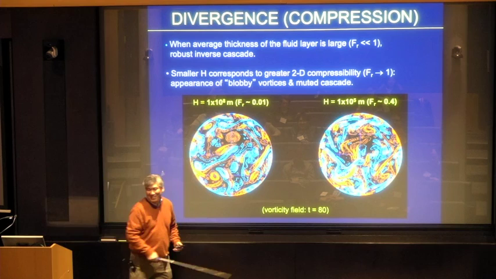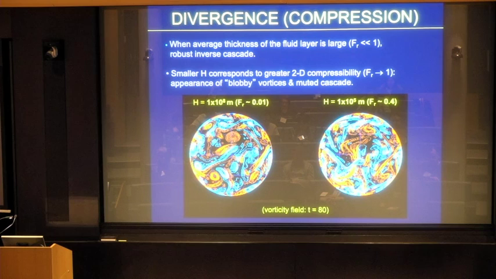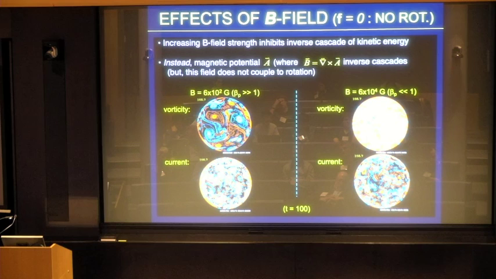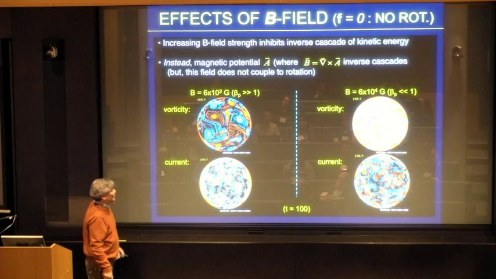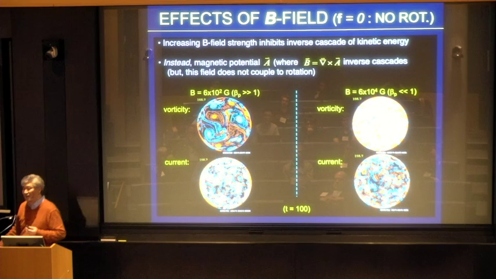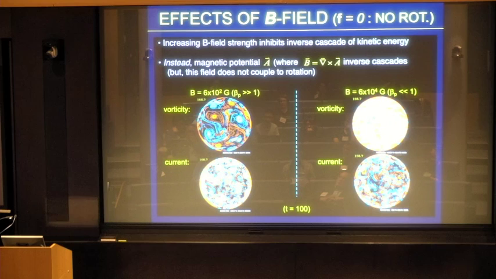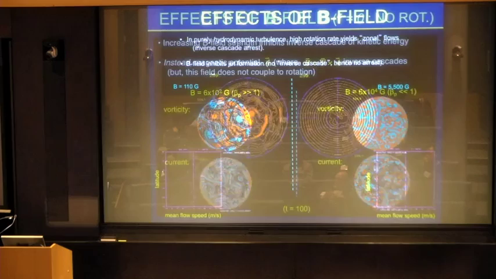So the end effect of compressibility is to make the vortices very blobby. Here, this is what happens when you introduce a magnetic field. The sphere is still not rotating, and it's essentially acting like a type of compressibility. And that's because there is a gradient b-square term in the momentum equation that sits right along with the compressibility term. So it's acting essentially like another type of compressibility.